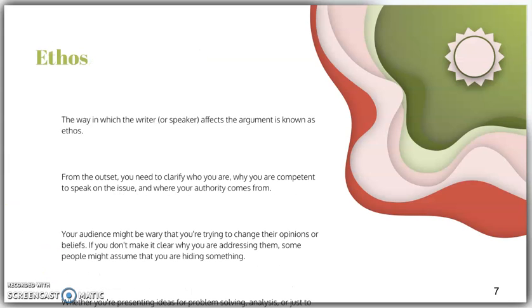So ethos is the writer, and it's the way that the writer, or also known as the speaker, affects the argument or the way that they themselves change how they're arguing. So if you are the person that is actually writing a speech, you need to clarify who you are and what components you have to speak on the issue. Most of you are going to be writing your own arguments at the end of the term, but mostly what you're going to be focused on is analyzing how others use it.